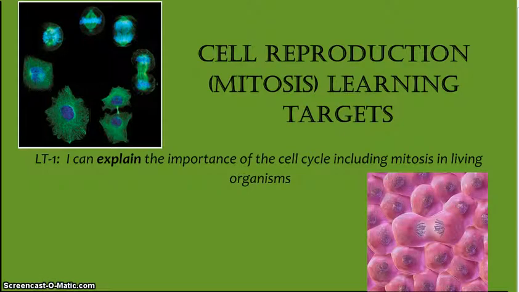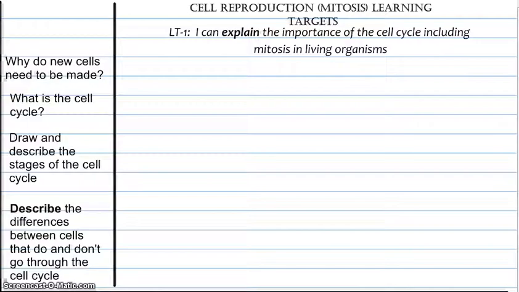Okay, this is going to be a presentation on learning target number 1 in cell reproduction and mitosis. This is going to be a presentation about something called the cell cycle, and what we see here is just some pictures. This is not an animation, this is an actual picture of a cell going through the cell cycle, and this is an animation of the cell cycle itself.